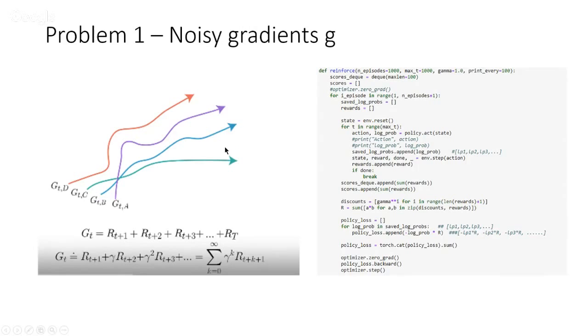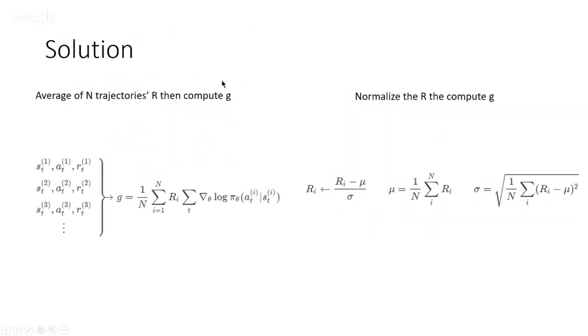So what can we do? Number one solution is, instead of just taking one trajectory and then computing G and then updating theta right away, we first collect n trajectories, take the gradient of each, and then take their average.